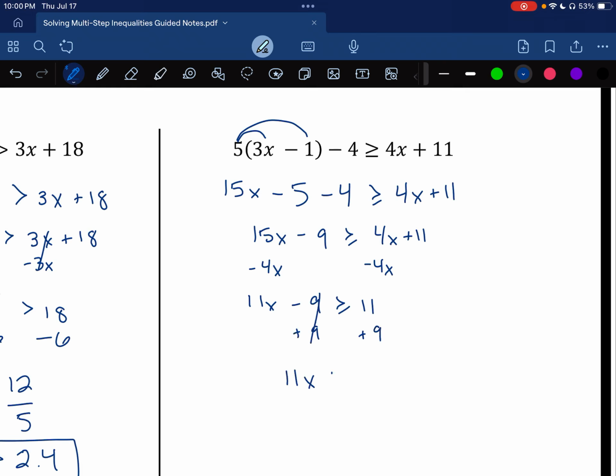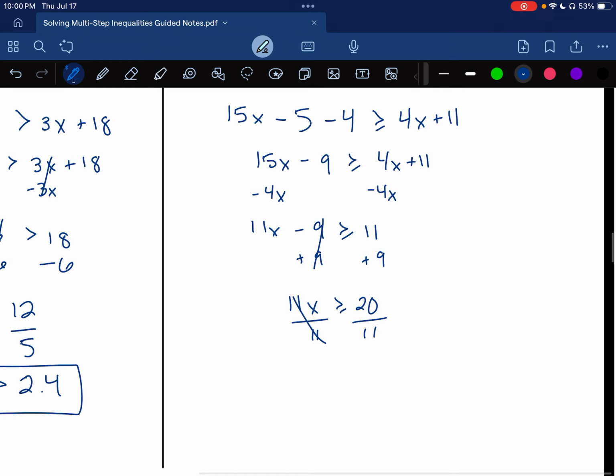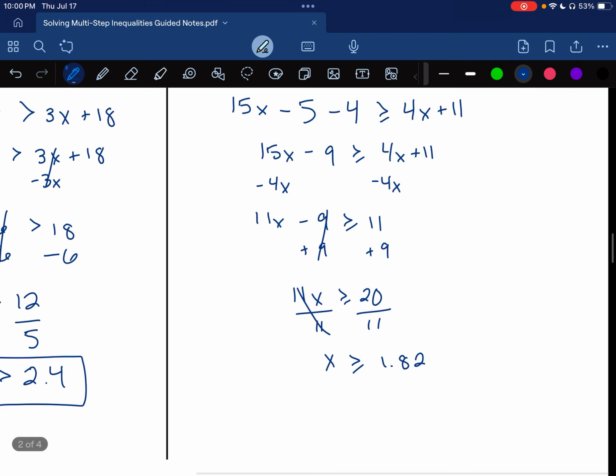Have to divide both sides by 11 to get x alone. And 20 divided by 11 is kind of gnarly. It's going to be about 1.82. So x is greater than or equal to 1.82.